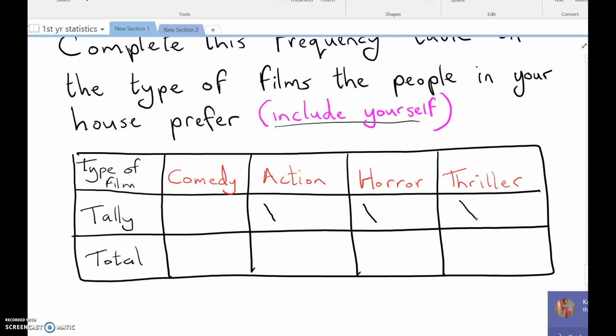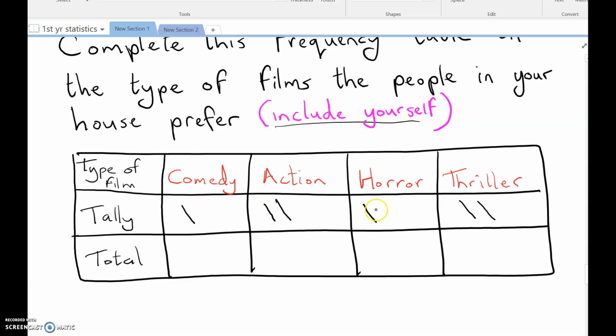A little mark in the thriller box. Then I went to my son and I asked him what he liked, and he said he liked action. Then I went to my wife and asked her what she liked, and she said comedy. And then I went to the last person in the house, because it's very hard to get loads of people in houses these days, and she said she liked thriller.